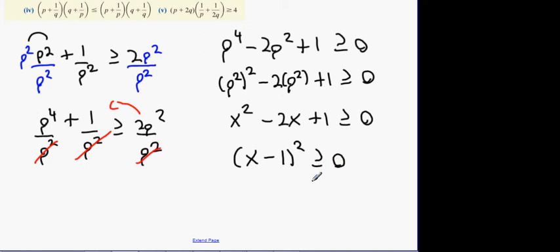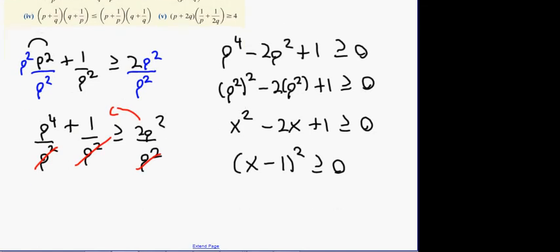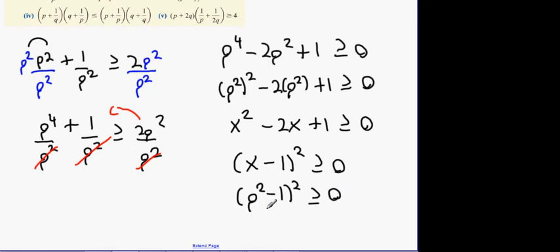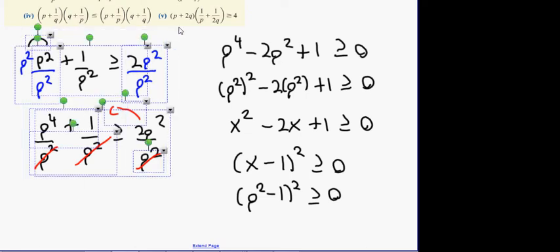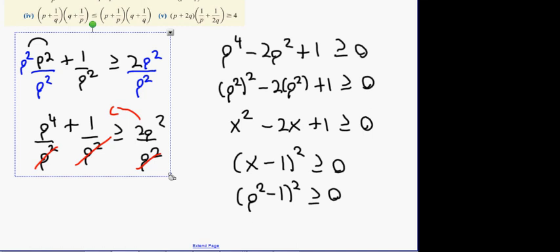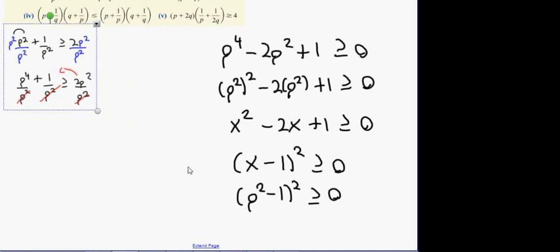Now, the whole point is it's not a question about x, it's a question about P. So let's change it back. Replace x with P squared, and you get P squared minus 1, all squared, greater than or equal to 0. This is a perfect square, therefore it's greater than or equal to 0. Guys, the thing to remember is if you ever end up with P to the 4, P squared and a number, just remember this substitution, okay? Alright guys, so that's the answer to part 1, okay?